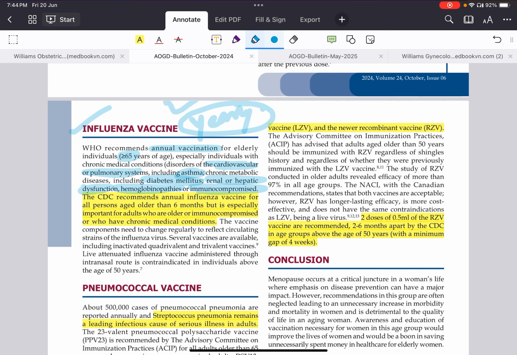What is the live attenuated influenza vaccine? It can be given intranasally also, but above the age of 50 years, the intranasal dose is contraindicated.